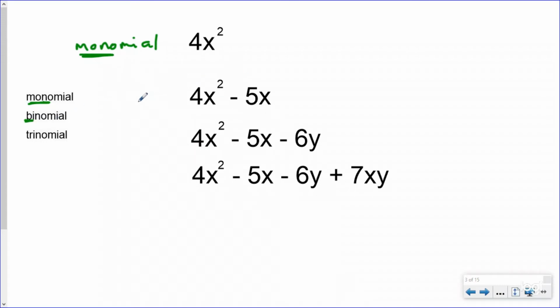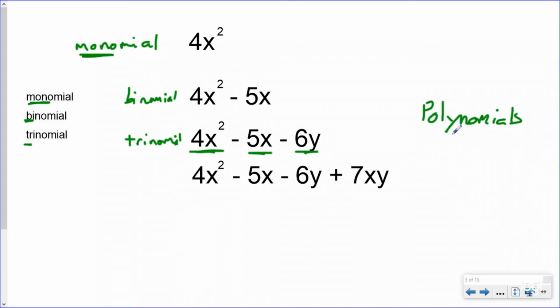Binomial would be an expression with 2 terms. So here we would have binomial. Trinomial, okay, there we go, would obviously be, you have 3 terms here, okay, and again, terms are separated by the addition subtraction sign. And then the binomial, trinomial, and then this one, these are all considered polynomials. Poly means more than one, right? A lot. And so this is a binomial, but it's also a polynomial because there's more than one term.